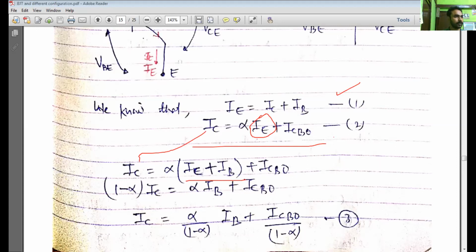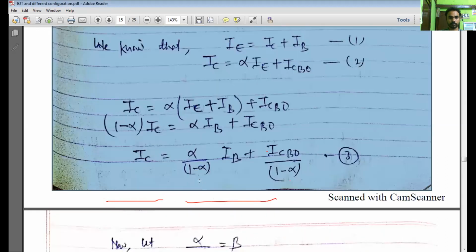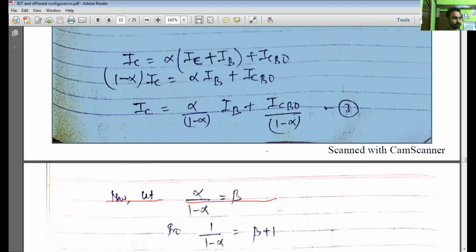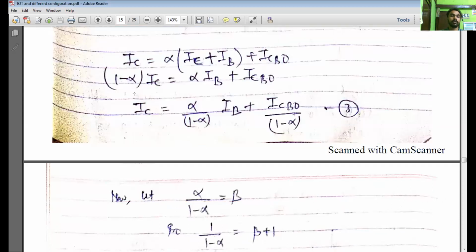Now after that, the simple mathematics is there. This IC will go to this side, and this will become (1 minus alpha) IC is equal to alpha IB plus ICBO. And then if you divide by this term, IC will become alpha upon (1 minus alpha) IB plus ICBO upon (1 minus alpha).